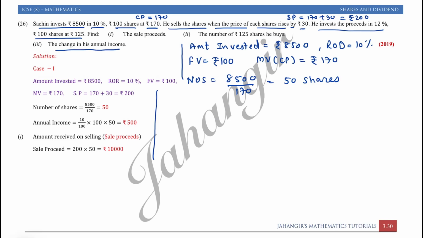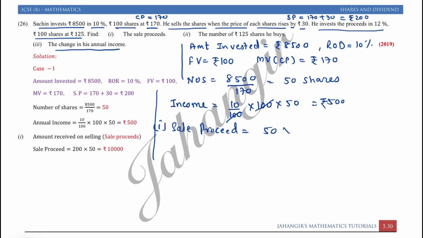Now at the end we want change in income. So we will first find income also. Income in the first case is ROD 10% upon 100 into face value 100 into number of shares 50. My income in the first case is rupees 500. So now first we want sale proceeds. So sale proceeds is amount received on selling. We have 50 shares and sold each at a rate of 200. So 200 into 50, rupees 10,000. He got 10,000 as the sale proceeds, amount received on selling.